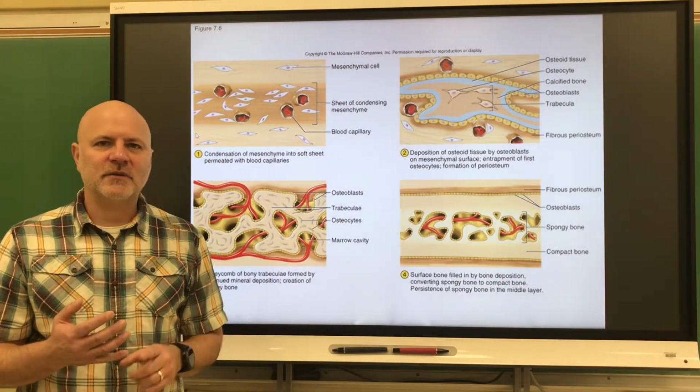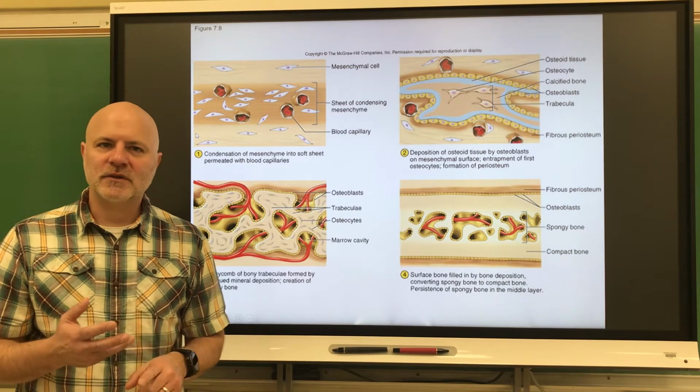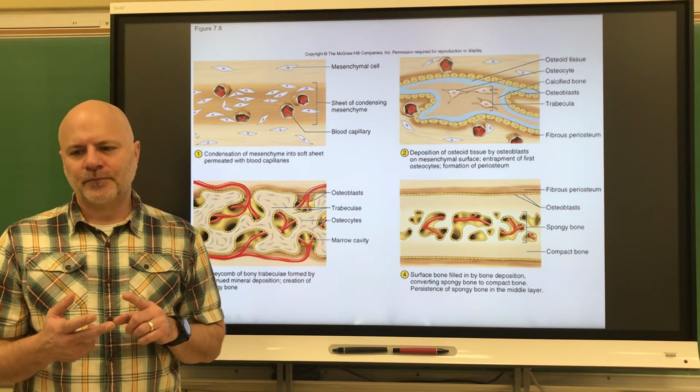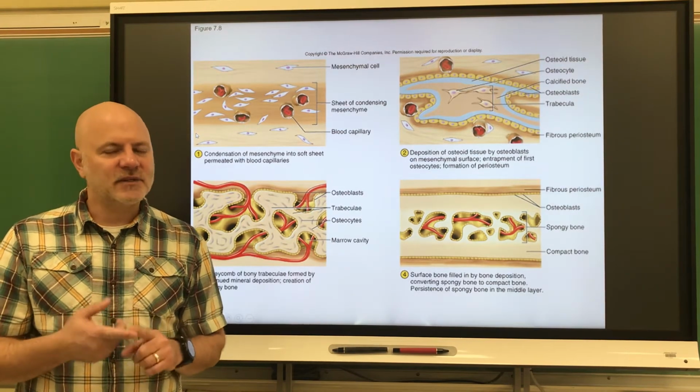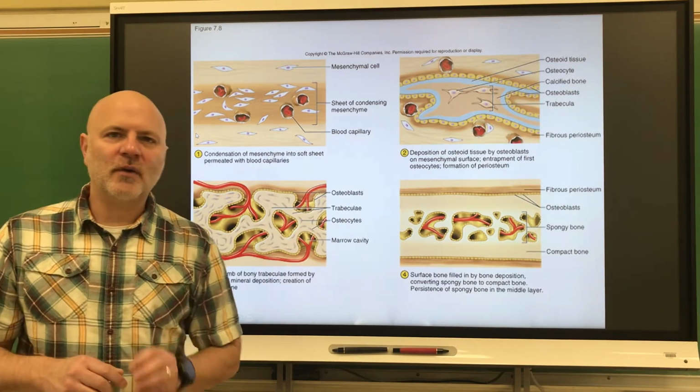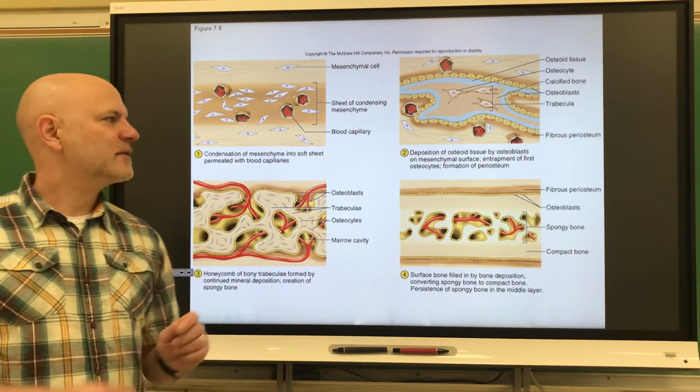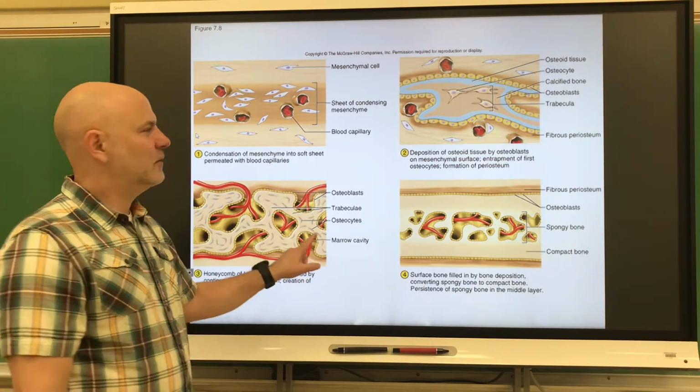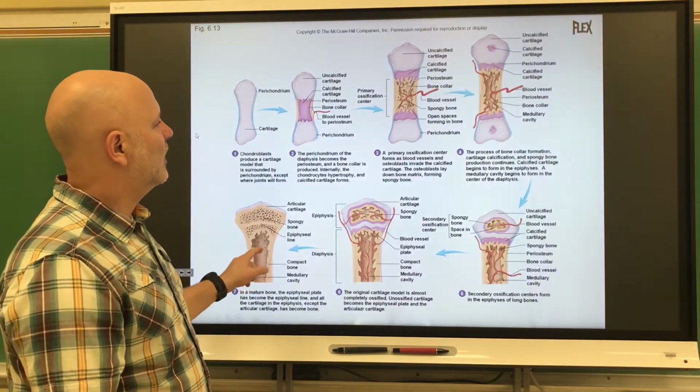So irregular bones are made this way. Flat bones are made this way. Short bones are made this way. Sesamoid bones are made this way. So the only ones that are not made this way are long bones. So let's take a look at the next one. That's where we get long bone development here.